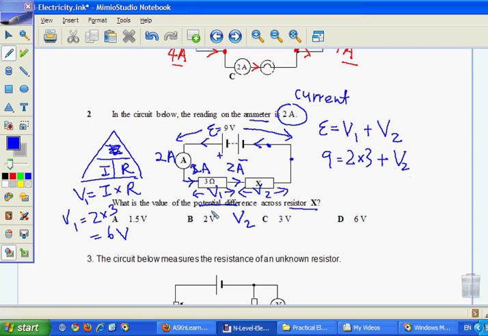So I transform my equation here to 9 is equal to 2 times 3 plus V2, where V2 is what I'm trying to look for, which is the potential difference across X. So in this case, I do my maths. 9 is equal to 6 plus V2. So V2 will be equal to 9 minus 6. So the answer in this case is 3V, which is C. Okay, that's all about this question.